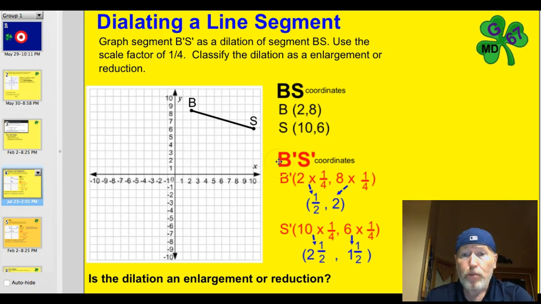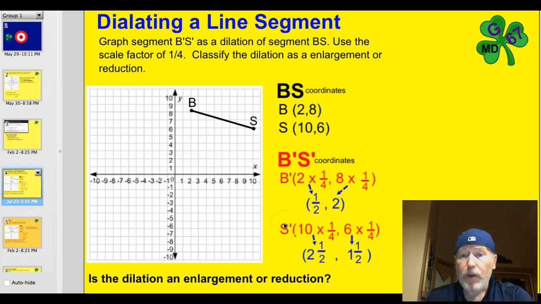So we have to make a new point B and a new point S. We'll call them B prime and S prime. Take each side of that coordinate pair, multiply it by the scale factor, and you'll have your new coordinate pair. So here's 2, 8, my original coordinate pair. Multiply each side by 1/4. Our new coordinate pair is right here, 1/2, 2.